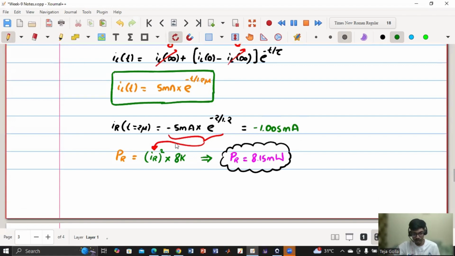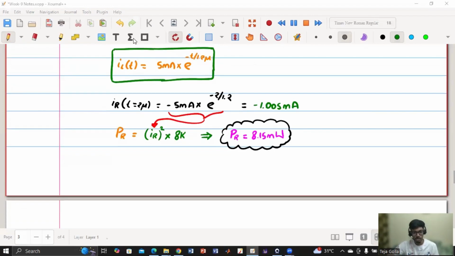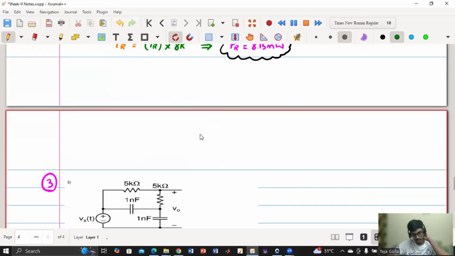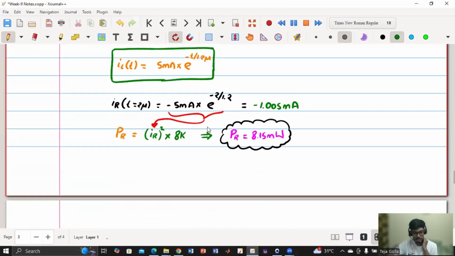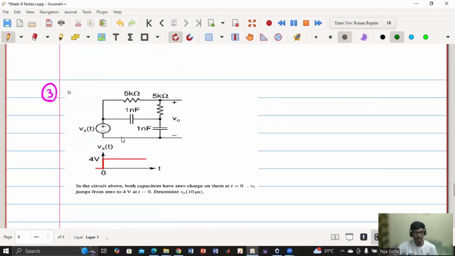I have not done this. I have directly substituted it here. So I got 8.15. Yes, it is correct. Yeah. So please check that, and it should match. So now in this question, have you understood what we are supposed to find here and what exactly we have to do? Anyone? Yes, sir, it is correct.